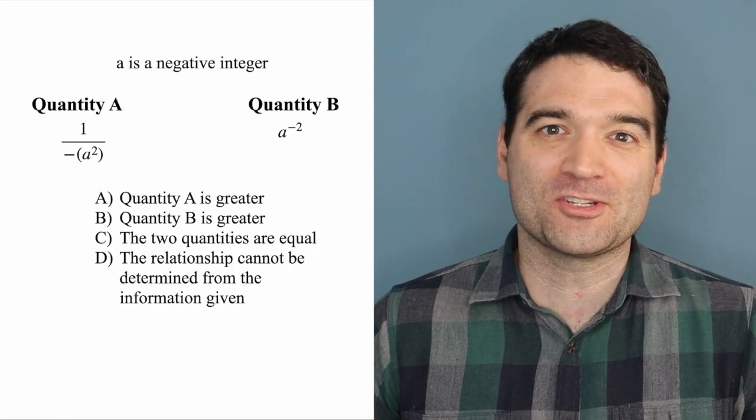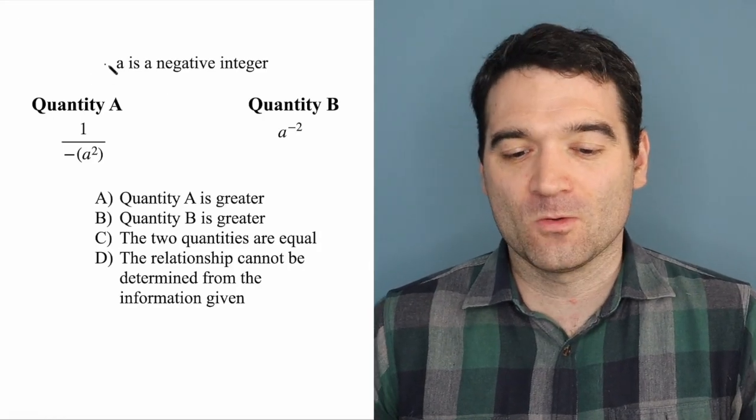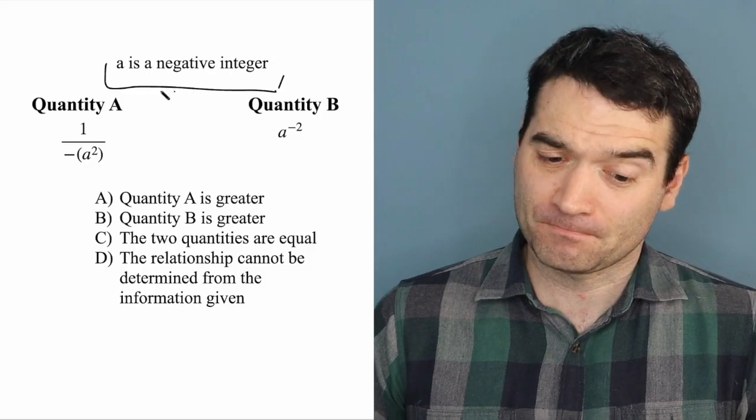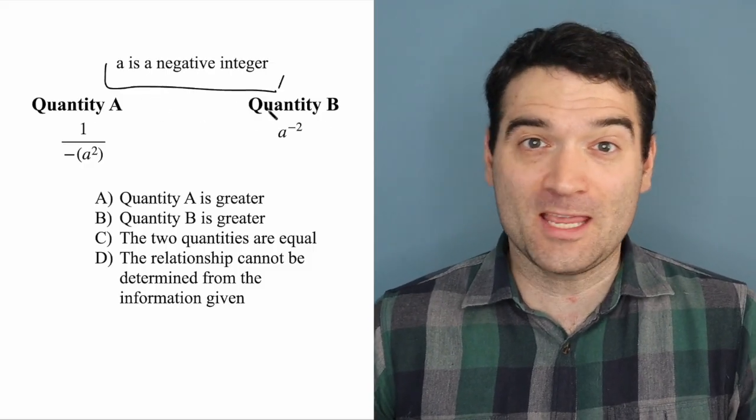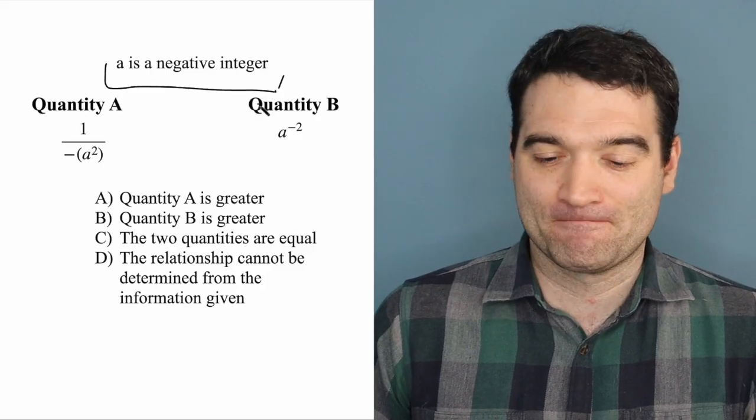Here's a GRE algebra question. Let's take a look. We are told that a is a negative integer, and we have these two quantities that we need to compare. Which one is greater? Are they equal, or can it not be determined?